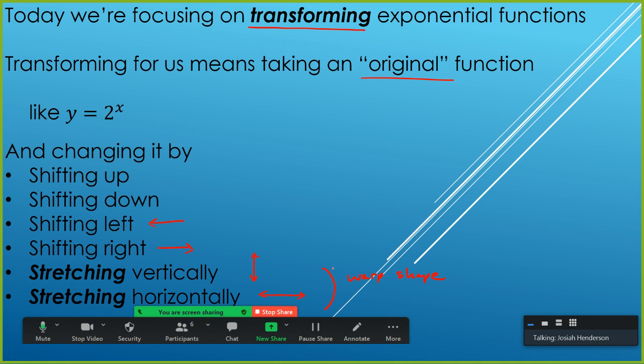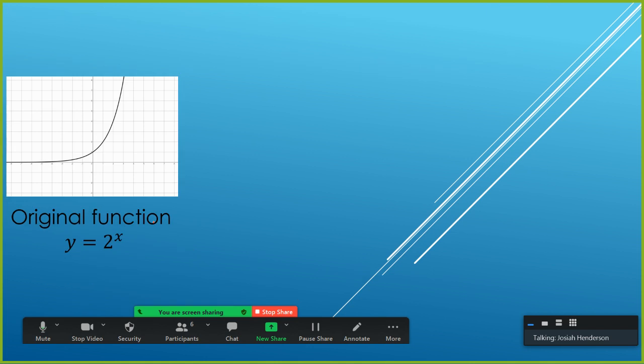And so how I set this up was we're going to go over 2 rules at a time, and then do 2 examples, and then do the next 2 rules and then the next 2 examples, and so forth. So let's start with shifting it up or down.